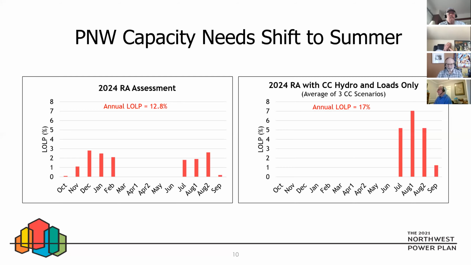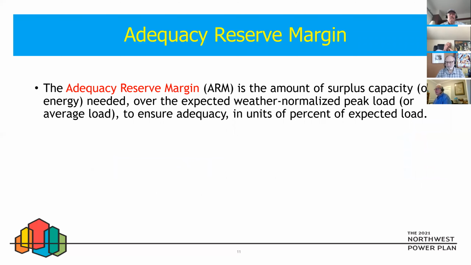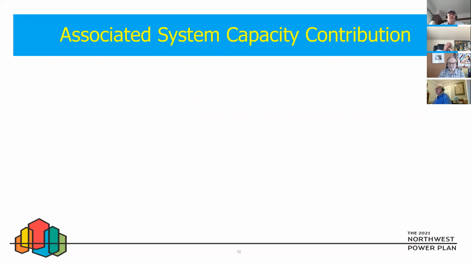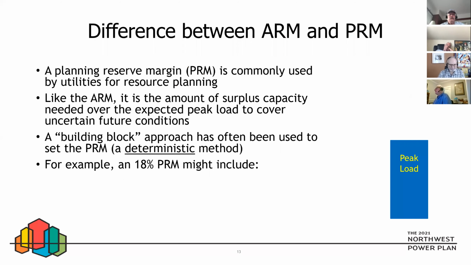Yes, absolutely. Thank you. Okay, so let's move on to the two metrics that I talked about before. The adequacy reserve margin is basically like a planning reserve margin. It's essentially the amount of surplus capacity or energy that you need above your expected load in order to ensure adequacy. And the associated system capacity contribution is like the ELCC. It's basically the net firm capacity that you gain when you add a resource or a combination of resources to a power supply.